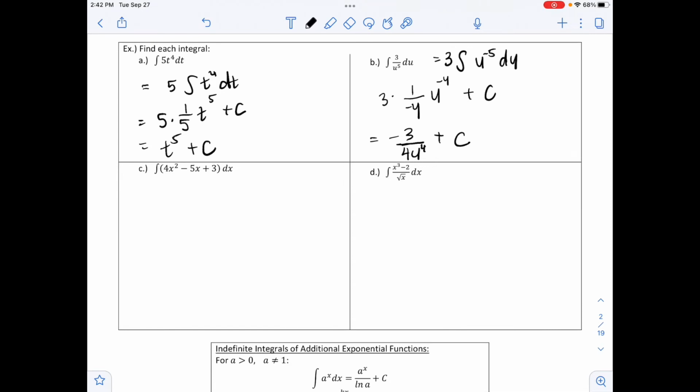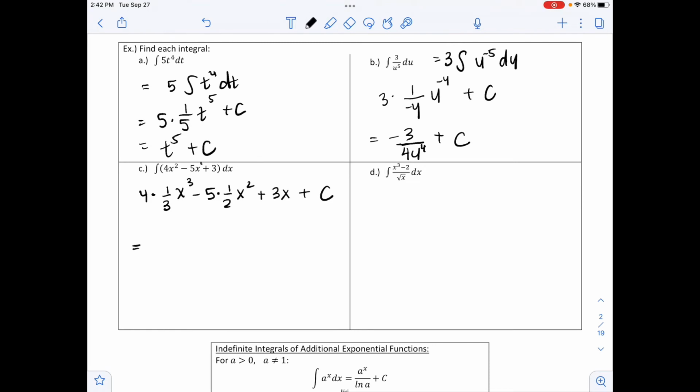Part c says the integral of 4x squared minus 5x plus 3 dx. So we're able to take the integral of each of these terms individually, so that 4 would just stay there. Integrating x to the second, I would add 1 to the exponent and divide by that value. x to that same exponent, minus 5 times x to the, this is to the first, so adding 1 to that would be 2, so 1 over 2 x to the second, plus 3, which would just be 3x, plus our constant c.